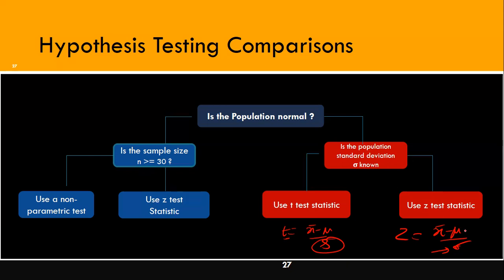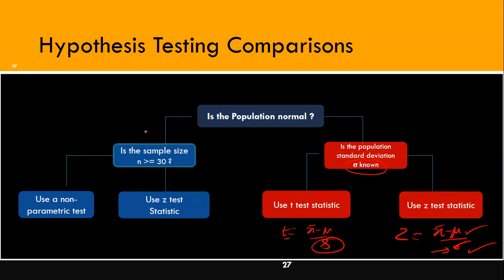Okay, the mu and sigma are already known. Importantly, when you know the sigma, which is nothing but the population standard deviation, this notation tells us the population standard deviation. If you know that, then you can go ahead and conduct the z-test statistic. If you don't know this, then you conduct the t-test statistic.